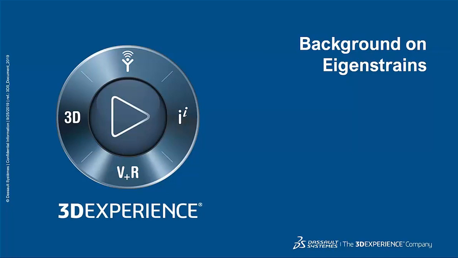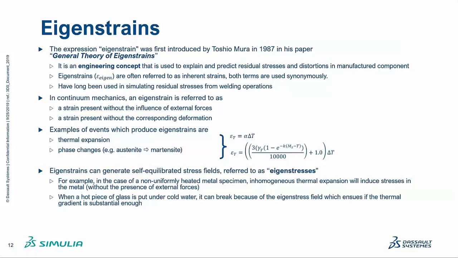Now, jumping straight into some background on eigenstrains. Every good story begins with history, so that's where I will go first. The expression eigenstrain, it's not been trademarked or anything, was first coined by Japanese researcher Toshio Mura in 1987. It is an engineering concept, or an empirical concept, or experimental concept. How you want to term it is entirely up to you. It's being used to both explain and predict residual stresses and distortions in any manufactured component.